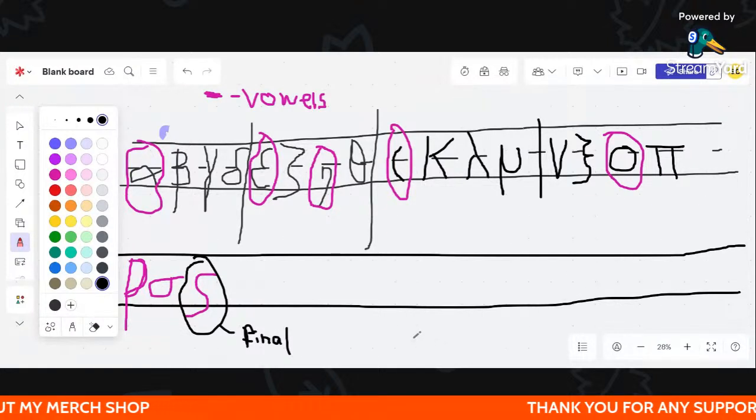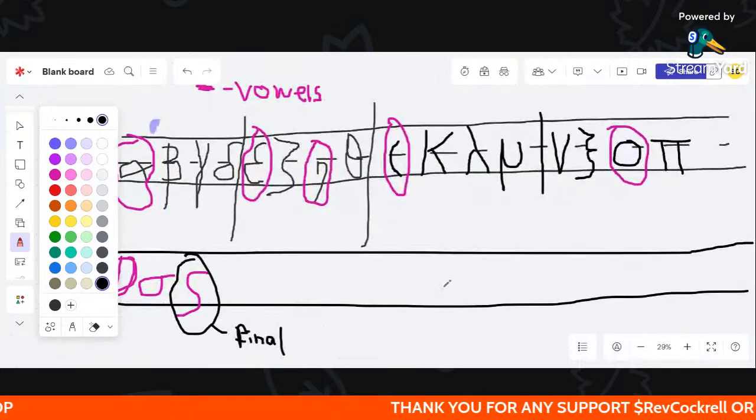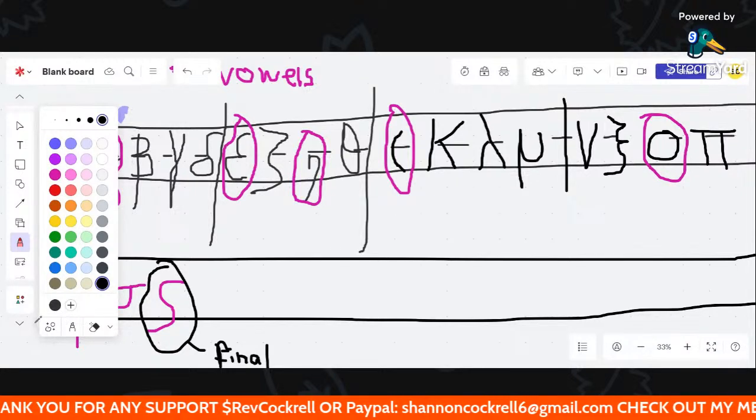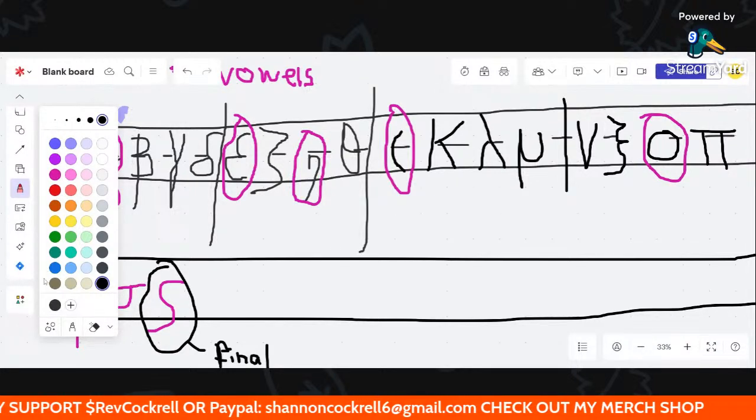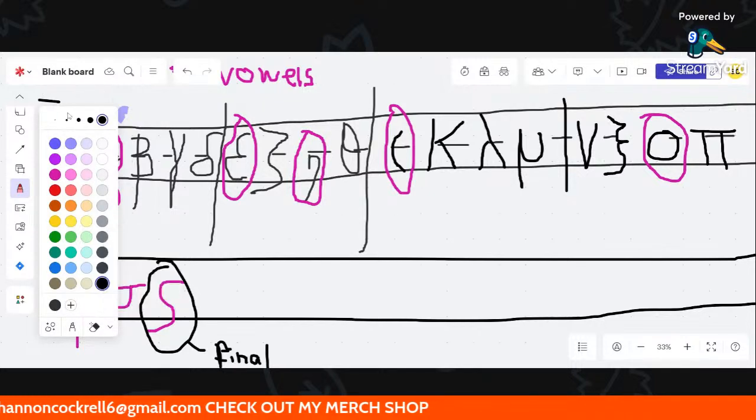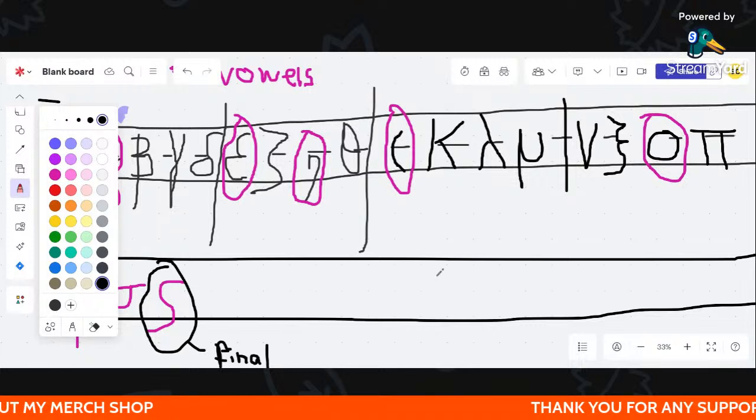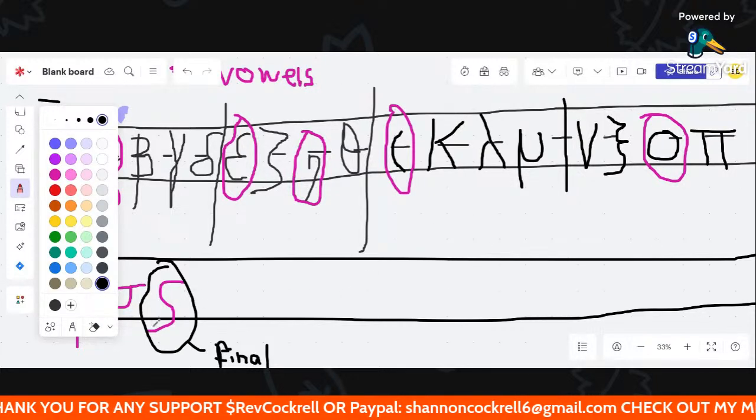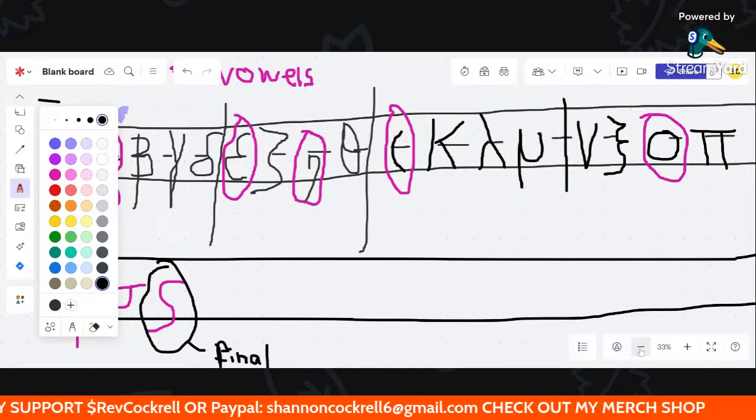The final sigma only occurs at the end of a word. So, like logos, apostolos, you'll see the final sigma form.